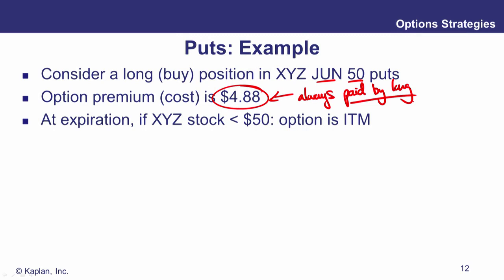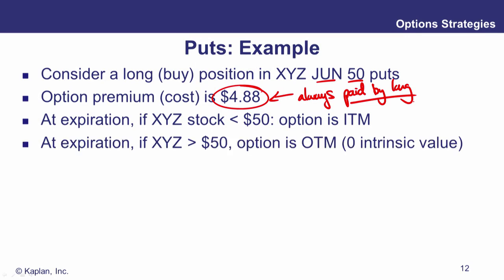So if the underlying's below the strike, we'll exercise our right to sell at 50, something that's worth less, and the option's in the money. If the underlying goes above the strike, we won't sell at 50, something that's worth more, and we'll throw the option away. It's out of the money, it's got zero intrinsic value, and we lose our premium in that case.